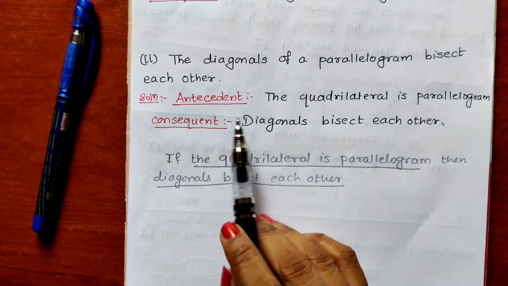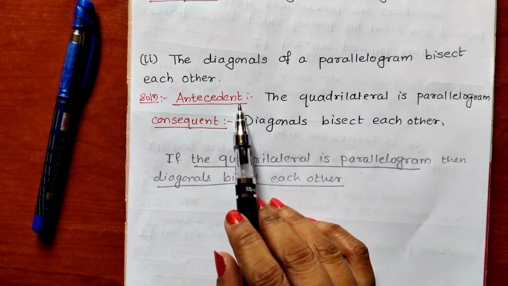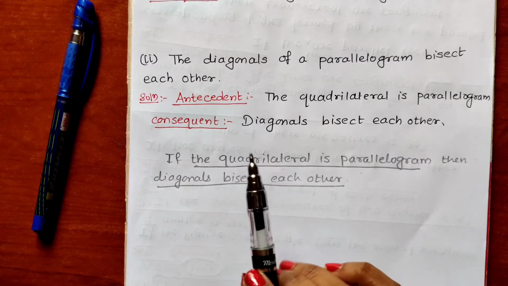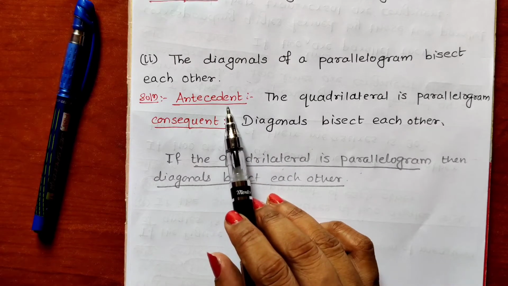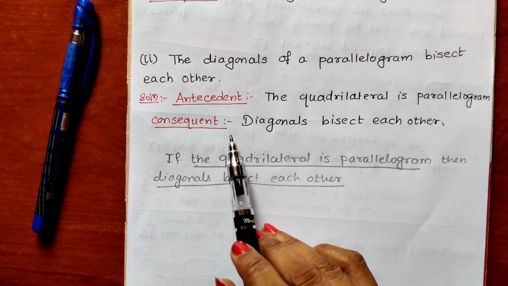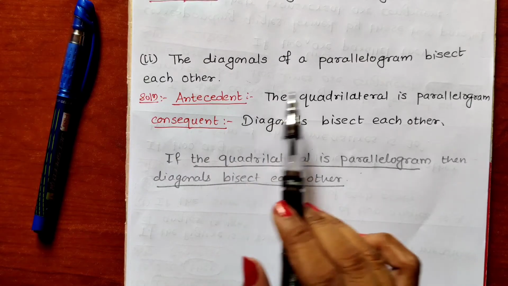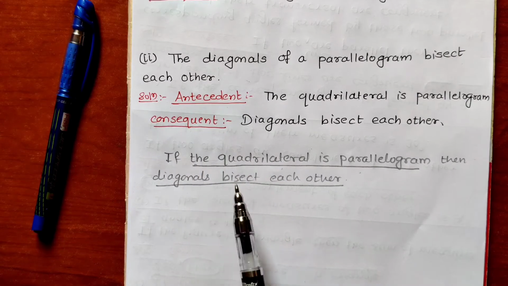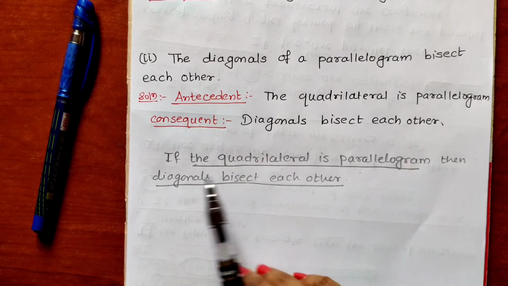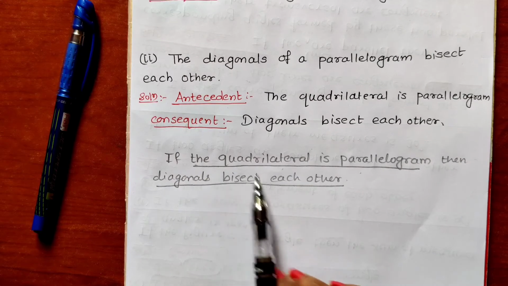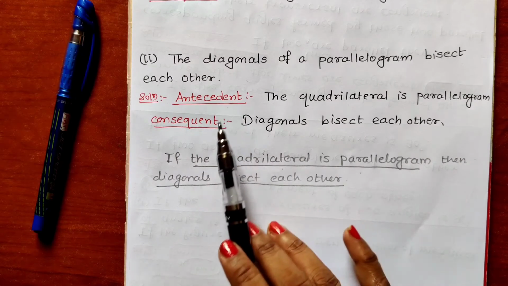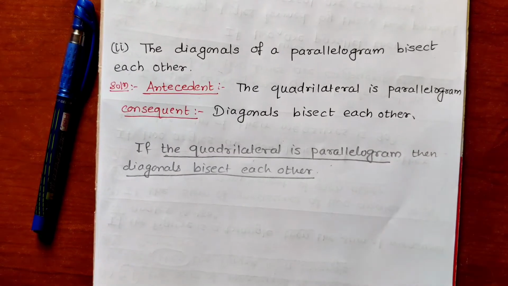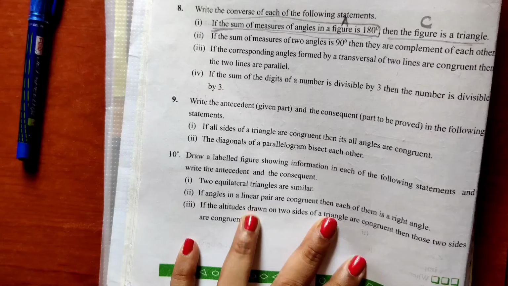So I have explained to you all, also antecedent can be considered as question and consequent is its answer, or antecedent is given part and consequent is part to be proved. So in this way we can write antecedent and consequent. If and then, this conditional statement is not given, so you can convert it into the conditional statement and then you can write its antecedent and consequent like this.